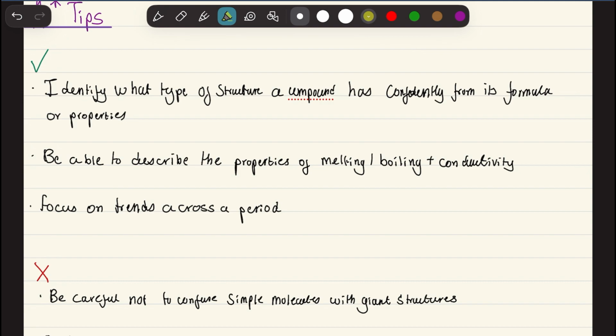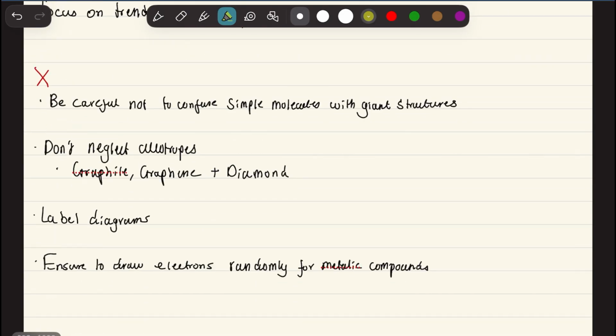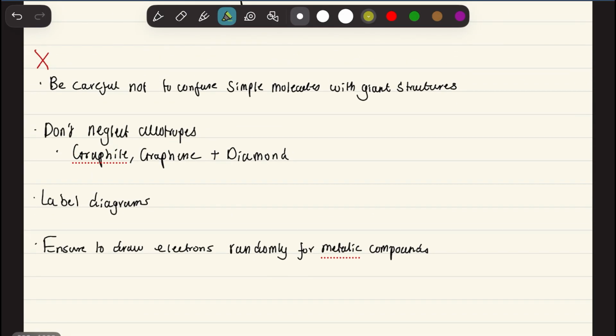Also, focus on the trends along the period, specifically period 3. They do love a question about comparison along the trend, especially in this topic. What do we not do? Don't confuse simple molecules with giant structures. I've seen it happen before. Please do not do that.